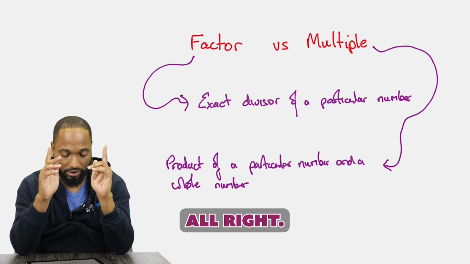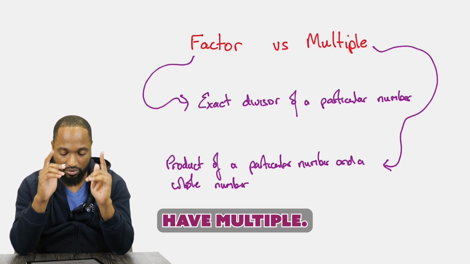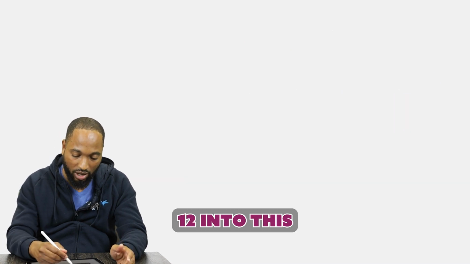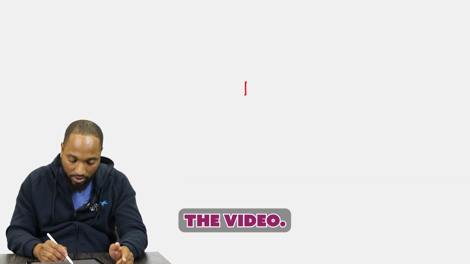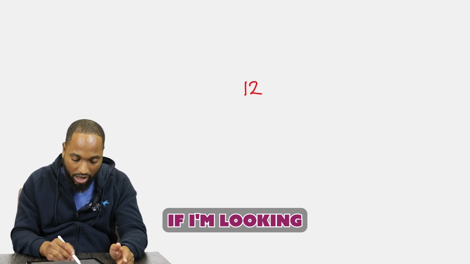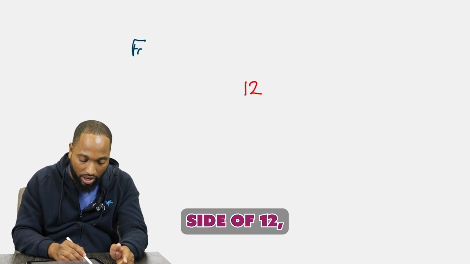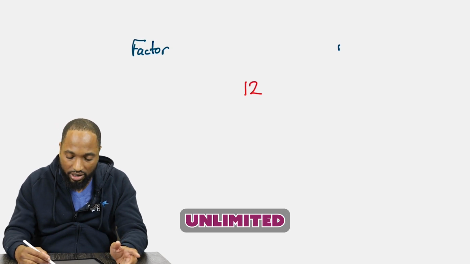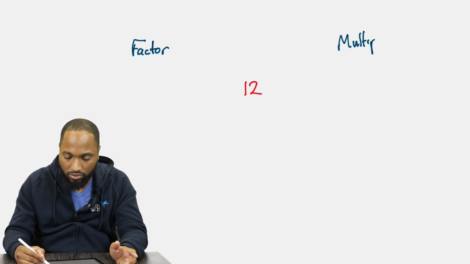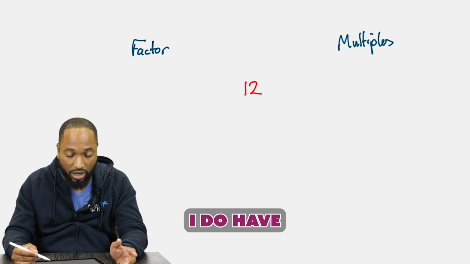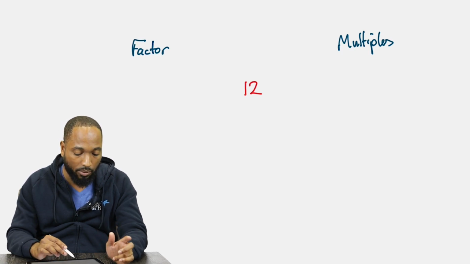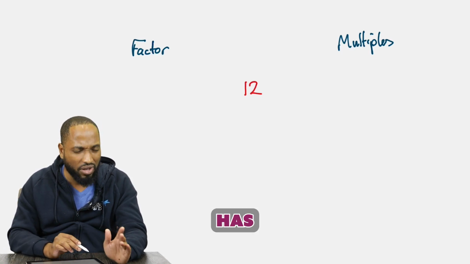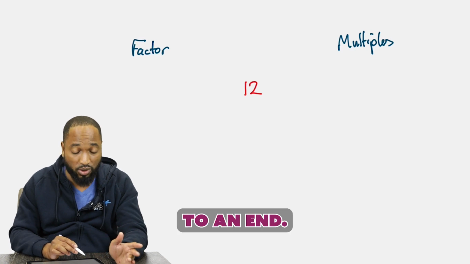All right. So now I have factor and I have multiple. Let me bring back in 12 before we end the video. If I'm looking at the factor side of 12, are there unlimited factors or are there unlimited multiples? Which one of them do I have unlimited? I do have unlimited in one. Well, in the factor side of 12, 12 has a lot of factors, but it comes to an end.